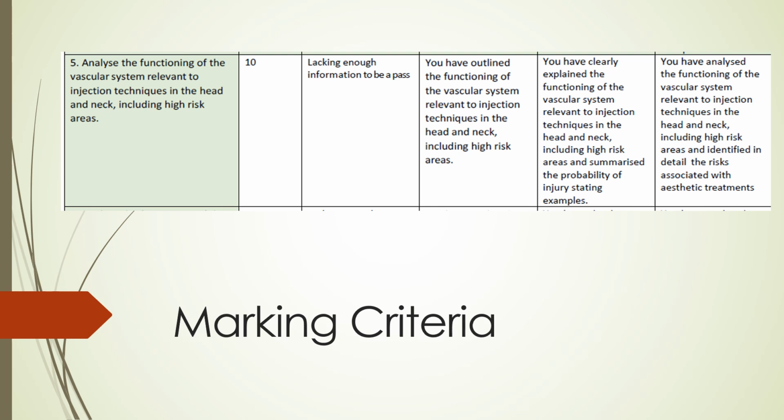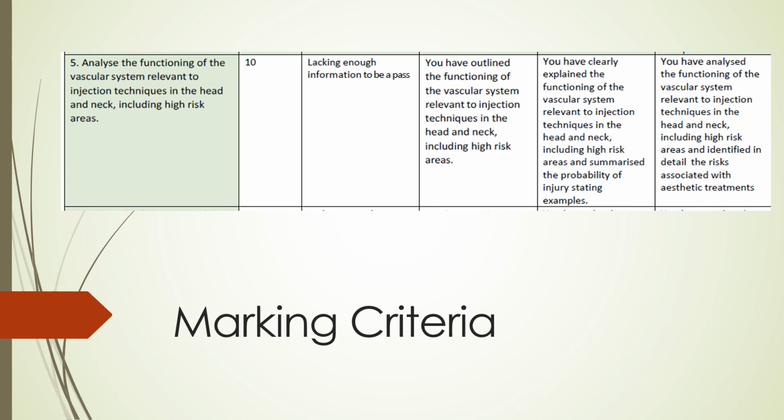Then you can move over to your sort of middle of the road where you've clearly explained the function of the vascular system and how it's relevant for the injection technique. You've included your high risk area, and then the addition to this area is that you've summarized. So you sort of concluded the probability of injury and given sort of examples. So again, how high a risk is it? Is there more high risk areas than others? And you've sort of took it up a gear.